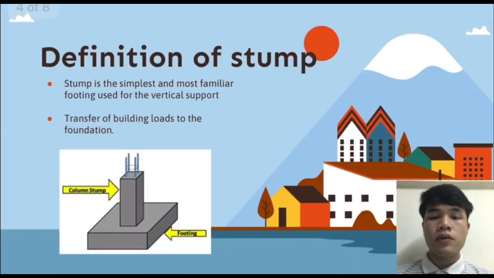Definition of stump. Stump is the simplest and most familiar footing used for vertical support and the transfer of building loads to the foundation. Stumps are used to support timber frame houses, for which they are currently the most cost effective. There are 3 types of material that are usually used for stumps. It's timber, concrete and steel.